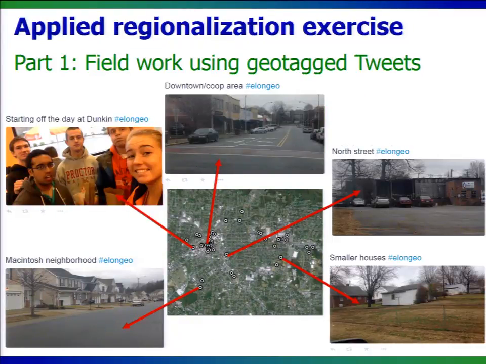So the assignment I had them do was to create a regionalization of just our local community. So Elon is right next to Burlington. We're about a half hour east of Greensboro. So after they did that exercise, the students had to go out and really absorb our community. Put them in groups, had them create anonymous Twitter accounts. They used our hashtag ElonGeo.